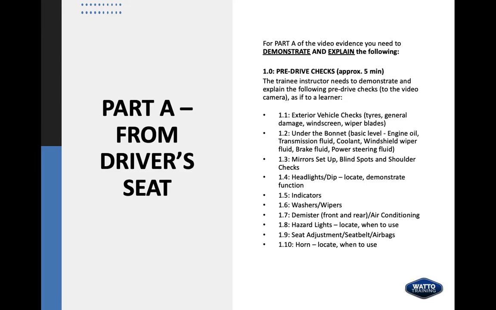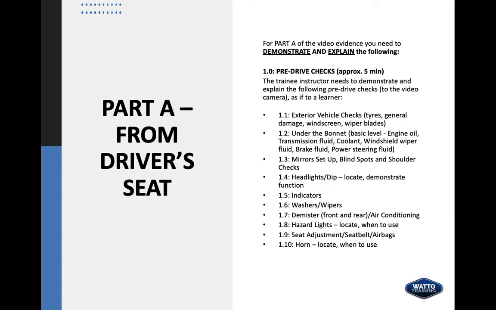Let's have a look at Part A from the driver's seat a little bit closer. So when we talk about pre-drive check, we're talking about 5 minutes worth of video there, and we've got an outline of what should be covered. First of all, exterior vehicle checks: tyres, general damage, windscreen, wiper blades. 1.2, under the bonnet, basic level: engine oil, transmission fluid, coolant, windshield wiper fluid, brake fluid, power steering fluid. It varies from car to car what you can access.